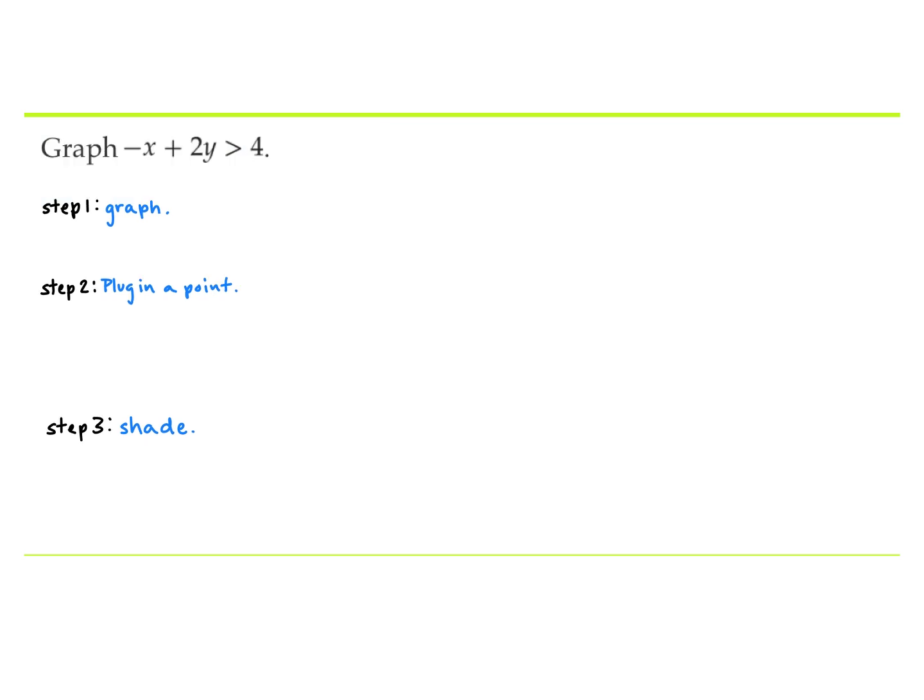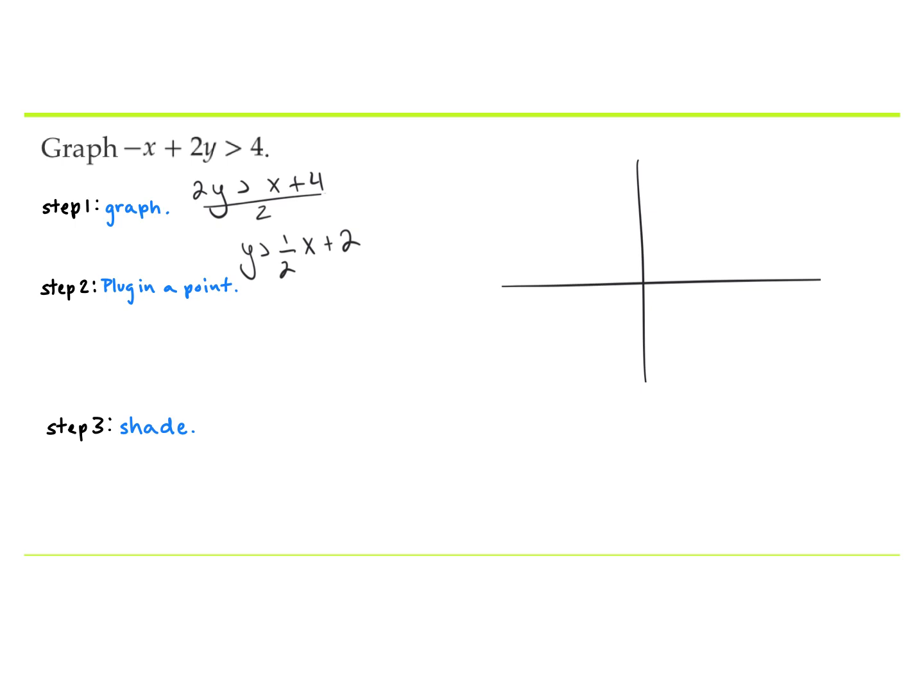Now let's say they want us to graph this one. Again, I'm going to go ahead and start by writing it into slope-intercept form. So my slope-intercept form is y is greater than 1/2 x plus 2. So go ahead again, bear with me. I'm drawing this by hand with you guys. I'm going to go ahead and add 2, go up 1 and 2 to the right. It's dashed.